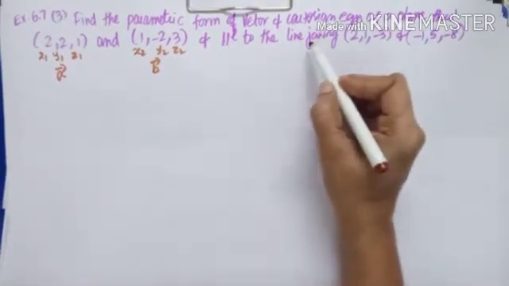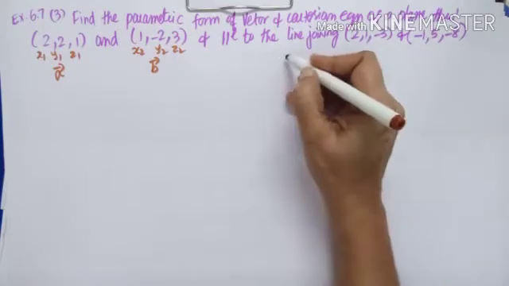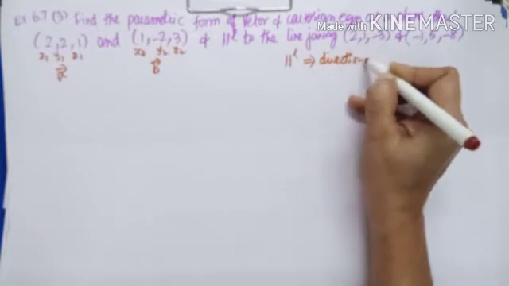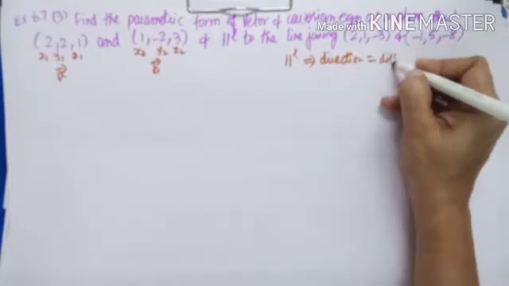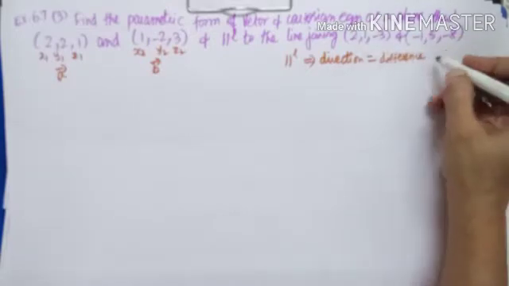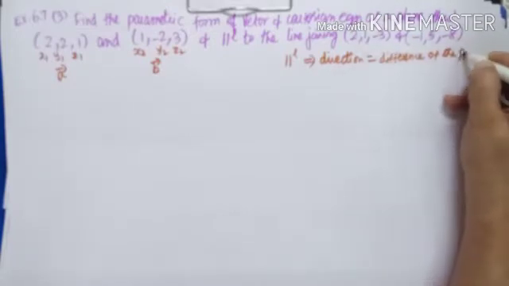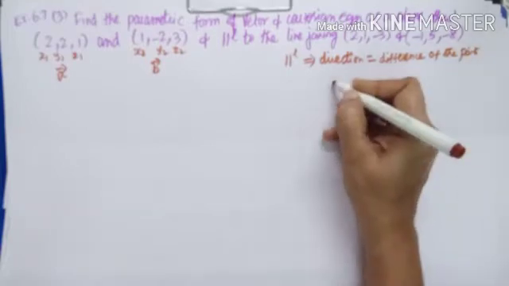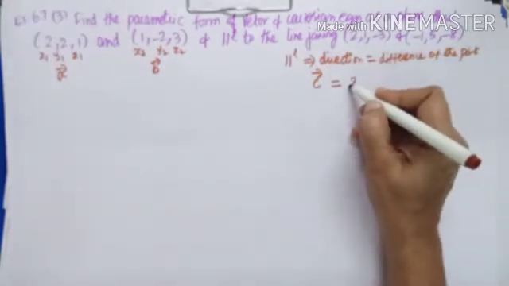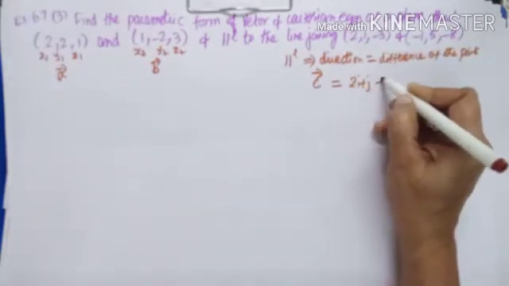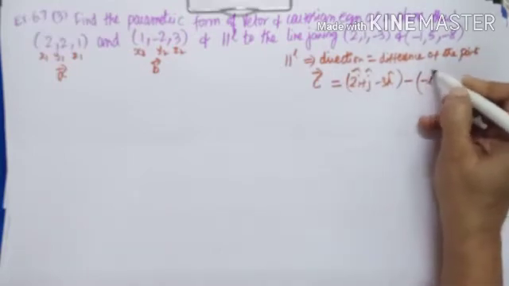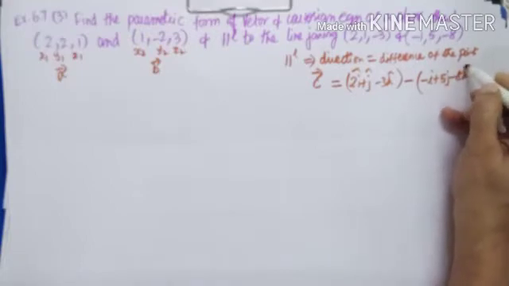Parallel to the line joining these two. So parallel implies direction. Direction implies difference of the 2 points. Let us remember, whenever they give you points, difference of the points is nothing but direction. So subtract the points. So direction I call C vector. Subtract it. 2i plus j minus 3k minus i plus 5j minus 8k.